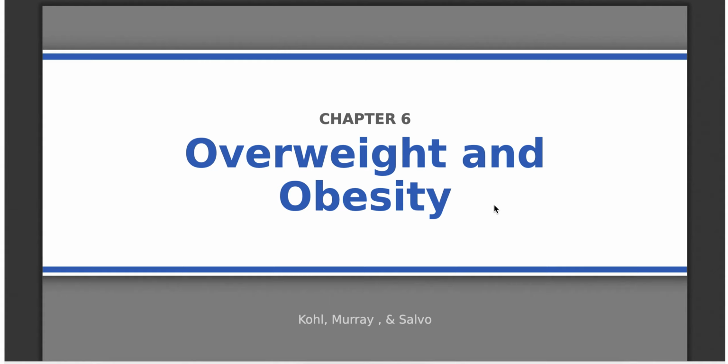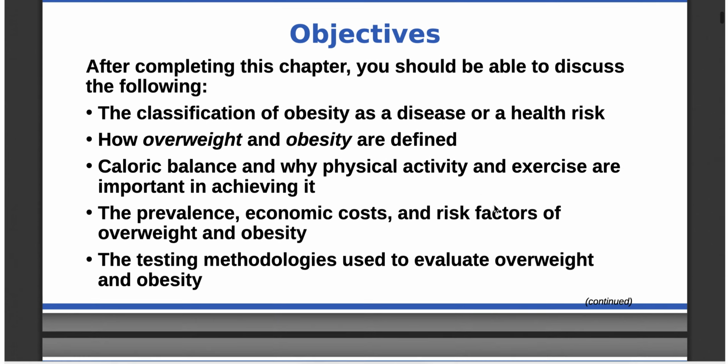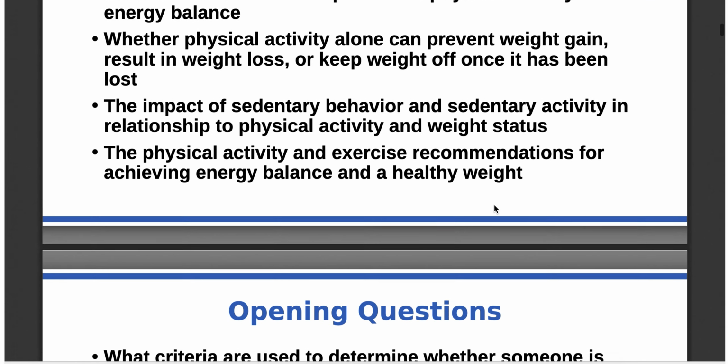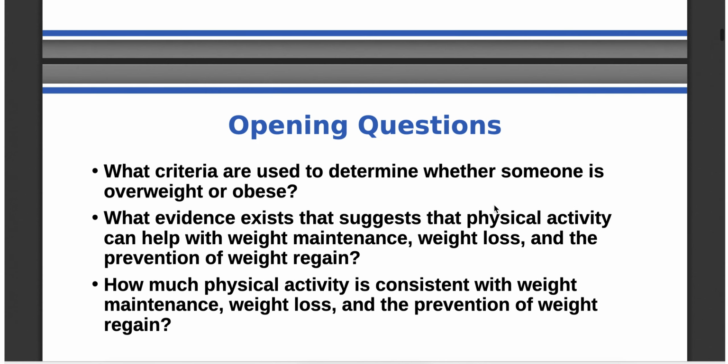In this chapter, we're going to talk about Chapter 6, Overweight and Obesity, and how that is linked to physical activity. As in every other chapter, you have your objectives, and then some opening questions.